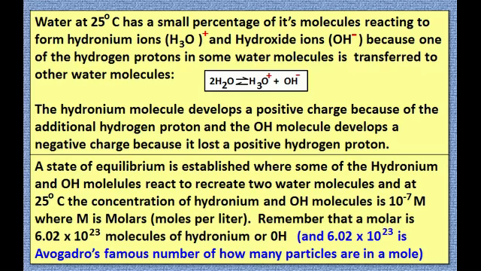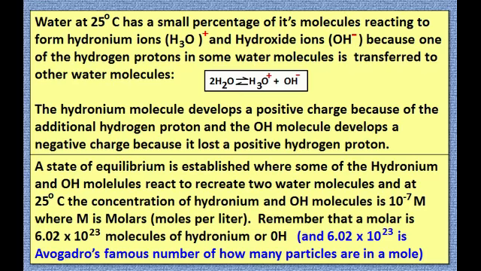Water at 25 degrees centigrade has a small percentage of its molecules reacting to form hydronium ions and hydroxide ions because one of the hydrogen protons in some water molecules is transferred to other water molecules. The hydronium molecule develops a positive charge because of the additional hydrogen proton, and the OH molecule develops a negative charge because it lost a positive hydrogen proton.